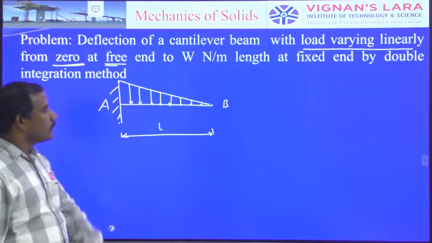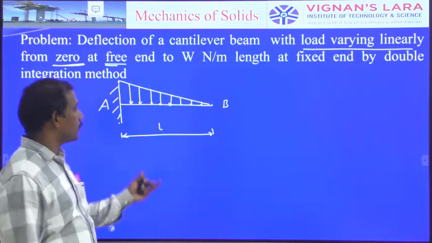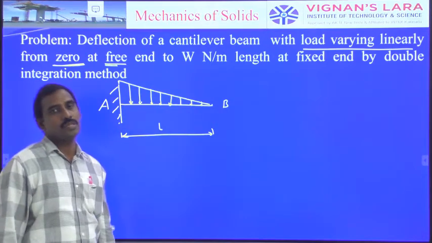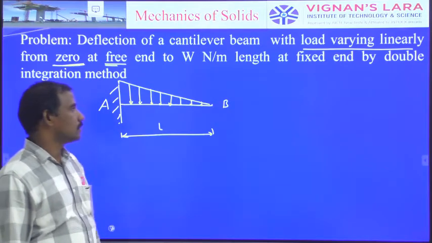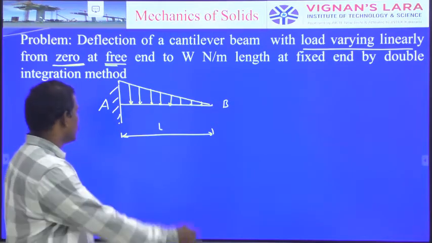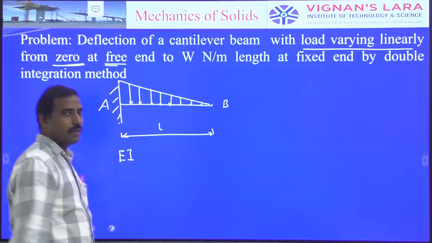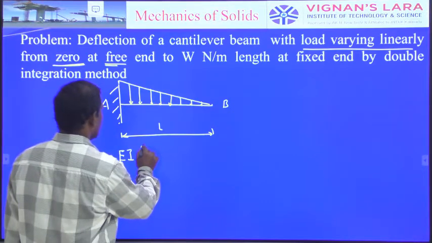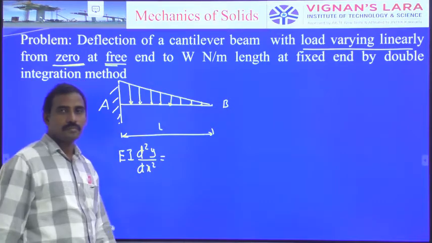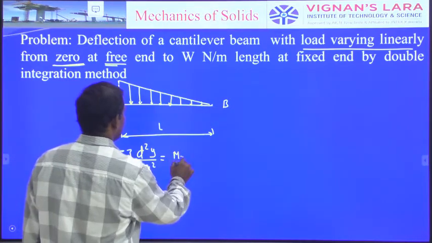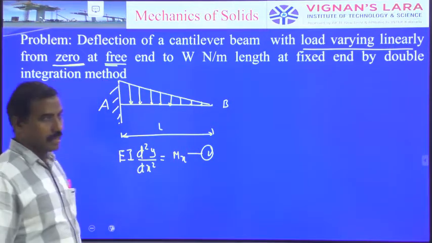Here there are two difficulties. One is calculation of the total load for a particular portion, and at which point it is concentrated, while formulating the bending moment equation. This is the only new thing. As we know, the governing differential equation for the deflection is EI d square y by dx square equal to Mx, say equation number 1. Here we have to calculate the Mx.